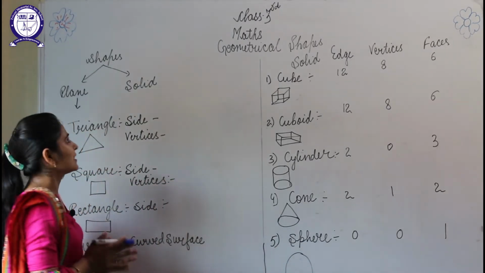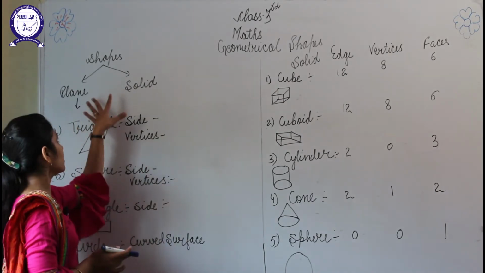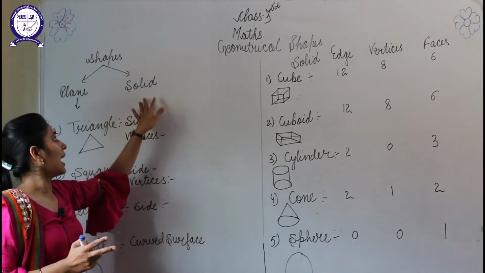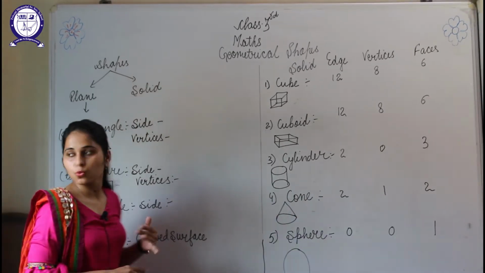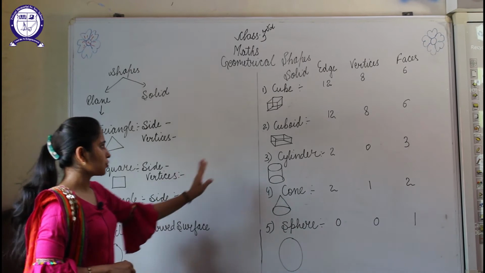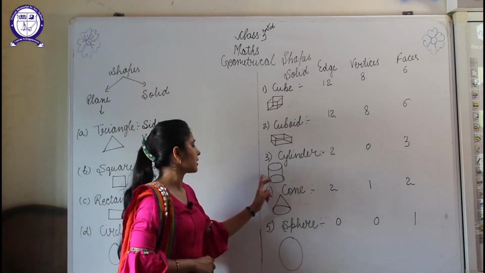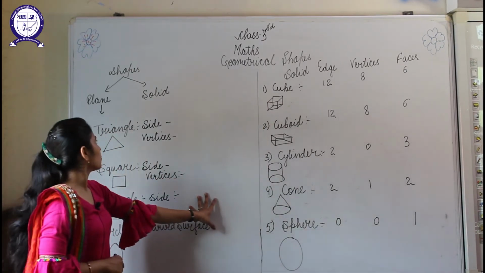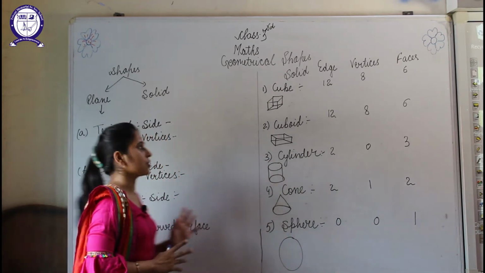Now students, here are some shapes we will discuss. There are two types of shapes, plane and solid. In plane shapes, students, we have triangle, square, rectangle and circle. In solid, we have cube, cuboid, cylinder, cone, sphere. These are 2D and these are 3D pictures, students.